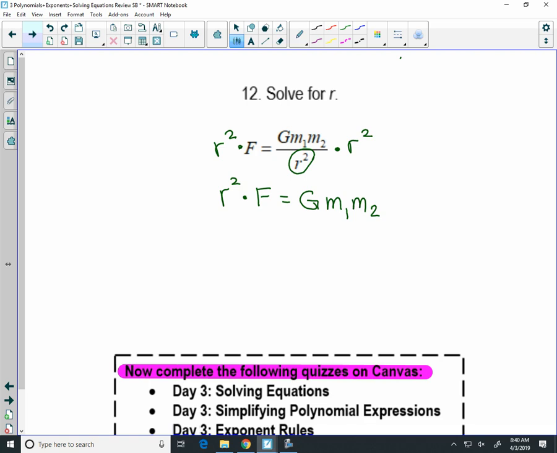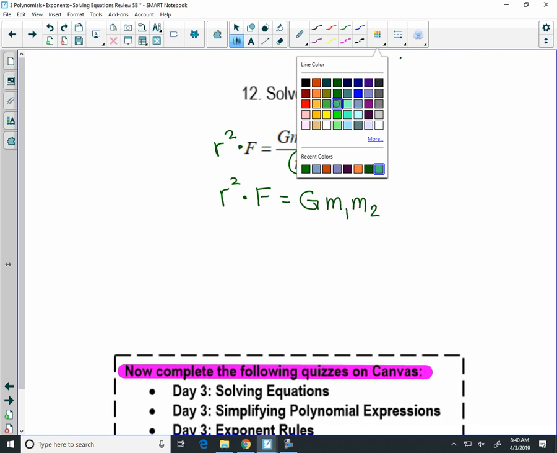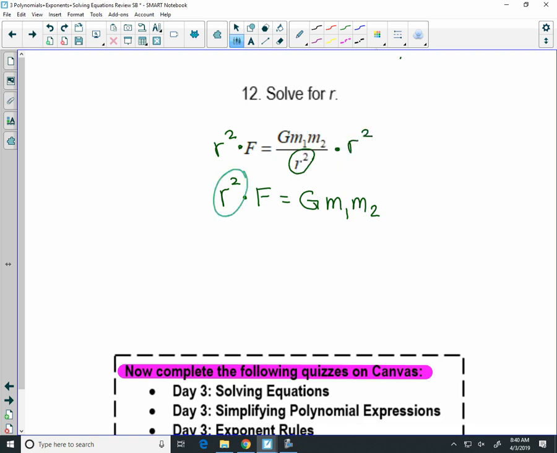Those are just variables. It can be heart and star. It doesn't matter what those are. Just copy them. We're trying to get r by itself. So I have r squared times f. The next thing I'm going to do is move that f. Since I have multiplication, I'm going to undo it by dividing. So divide that f over.